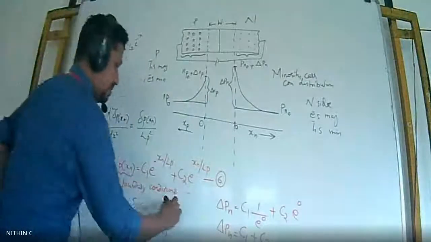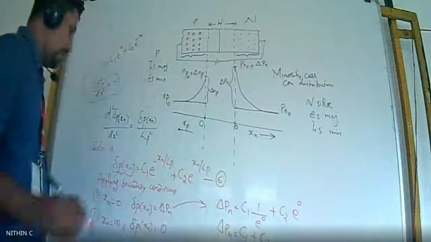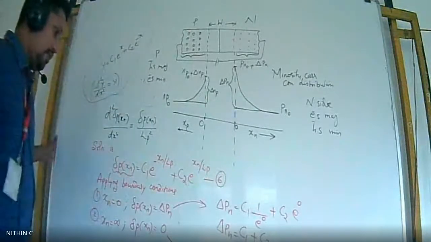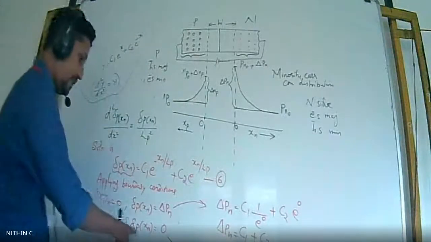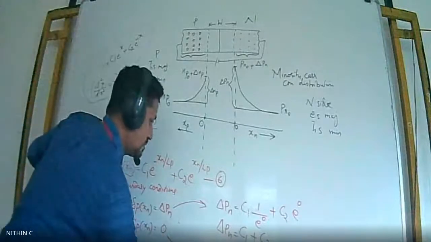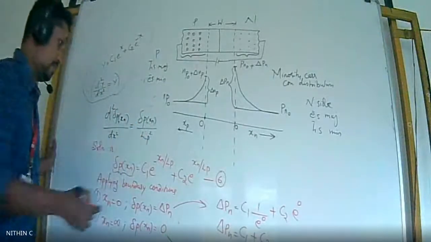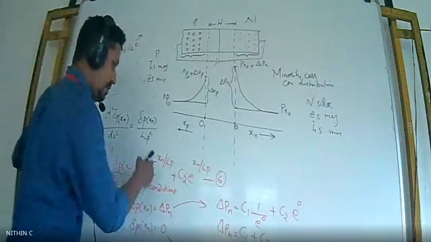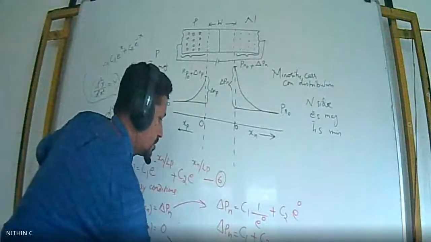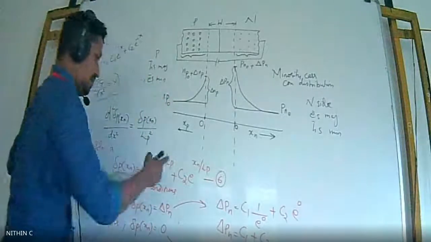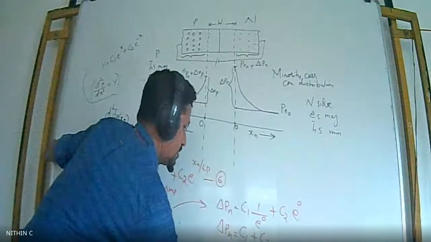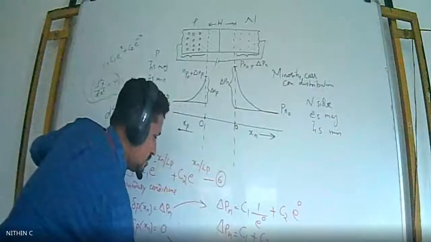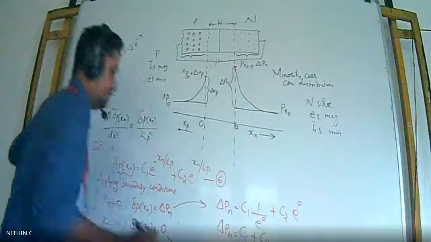So what happens when you apply xn is equal to infinity? Delta p xn is equal to 0. That is, 0 is equal to c1 into 0 plus c2 e raised to infinity. So you can say that c2 is equal to 0.